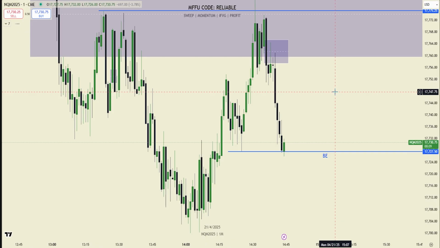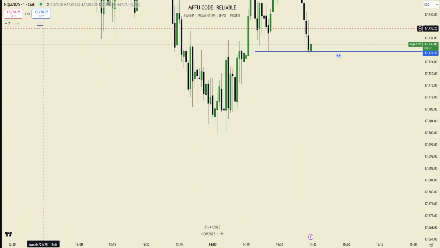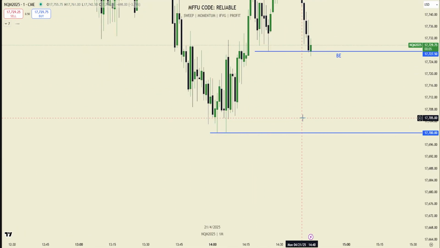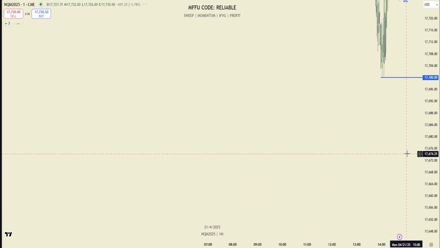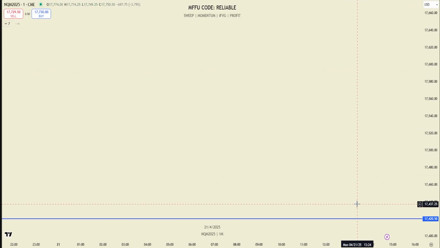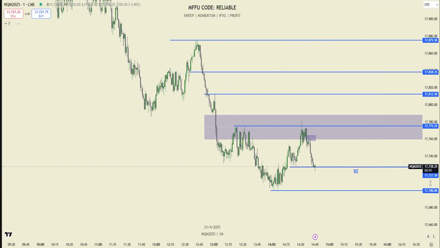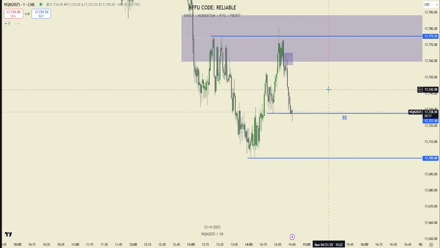Where would I target for shorts? I would just target the low and then lower. 17,420 is my target, so I'd probably just take profit at like 1R and then 2R and then, I don't know, 5R or something.